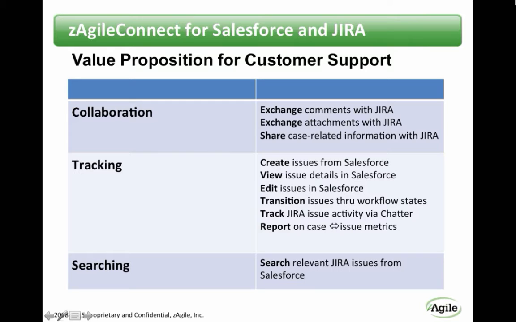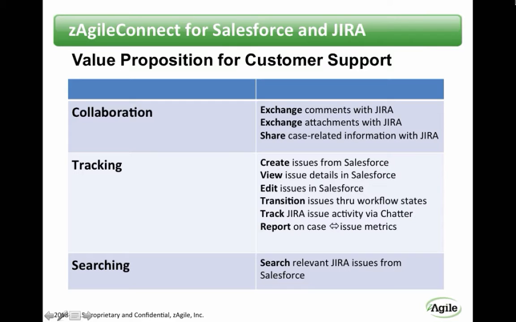Then there's tracking. Tracking starts with escalating an issue from within Salesforce and then being able to provide more information to product teams within the context of that issue. It could be a product code or some other detail, such as the environment that a customer is reporting, and so on. Being able to edit the issue within Salesforce, again, as engineering begins to work on it, if they need some more details, and transitioning issues through workflow states.